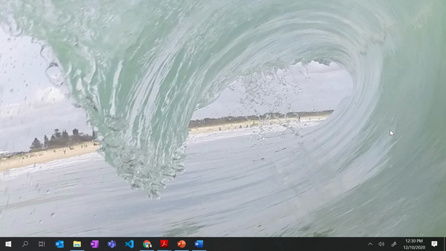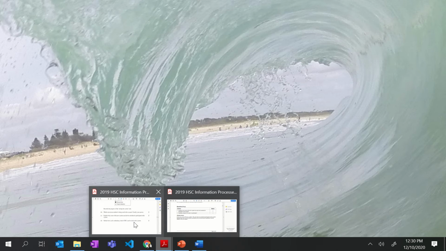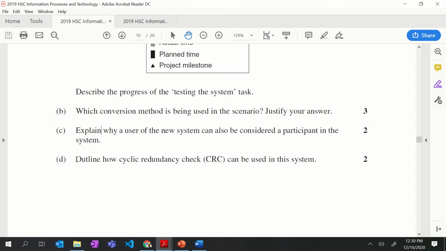Okay, question 21D is also another tricky question, talking about relating some issues, but the verb doesn't quite, you'll see what I mean when we get into it. Okay, so let's have a look at the question. It says, outline how cyclic redundancy checks, CRC, can be used in this system.